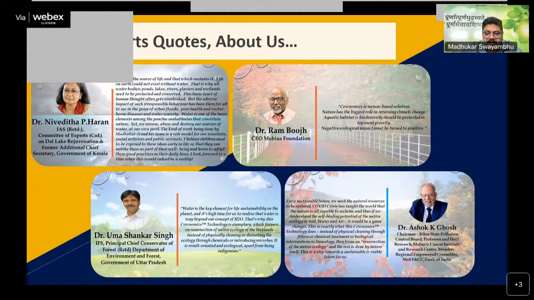And these are some of the stalwarts of the industry and ecology and environmental science in the country who have given their opinion about our technology. Dr. Nivedita Haran was the head of committee of experts for Dal Lake Rejuvenation. Dr. Rambuj was India's representation in UNESCO for almost 12 years. He was the brain behind conceiving the idea of UN SDGs. Dr. Uma Shankar Singh was principal chief conservator of forest for government of Uttar Pradesh. Dr. Ashok Ghosh has been the chairman of Bihar State Pollution Control Board.